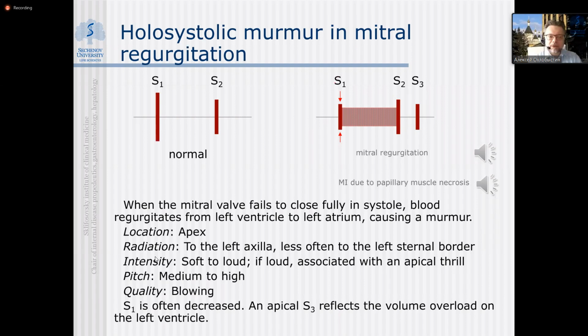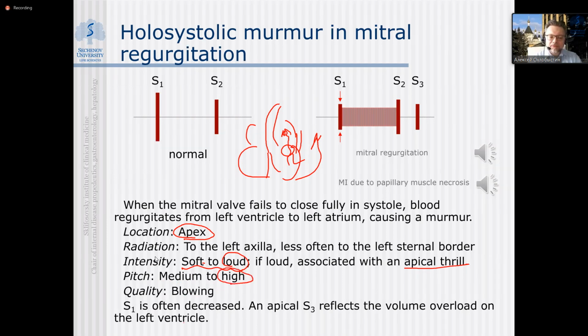Holosystolic murmur in mitral regurgitation. That murmur obviously will be caused by retrograde blood flow from the left ventricle back into the left atrium. And then there will be extra return of blood into the left ventricle. So due to that, first of all, location will definitely be at the apex. Radiation will be upward to the left axilla. Intensity will be different. Most commonly it's loud, but sometimes it may be soft. It will be associated with an apical thrill. Pitch medium to high, so it will be better heard by the phonendoscope.